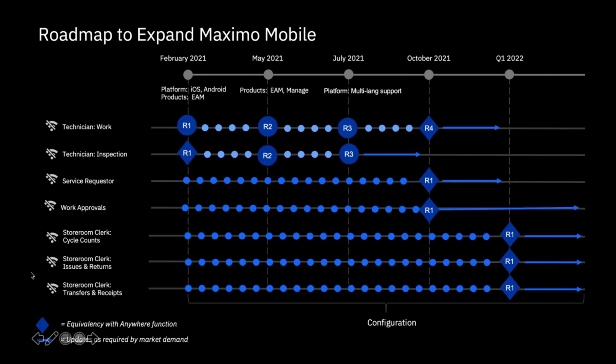So our roadmap to expand Maximo Mobile: we came out with the technician and the inspection app when we came out last year with these new solutions. Service Requester just came out in our release back in October, last week actually, October 26th was our latest MAS 8.6 release. We released Service Requester and work approvals. So two new Maximo Mobile applications were released last week in MAS 8.6.